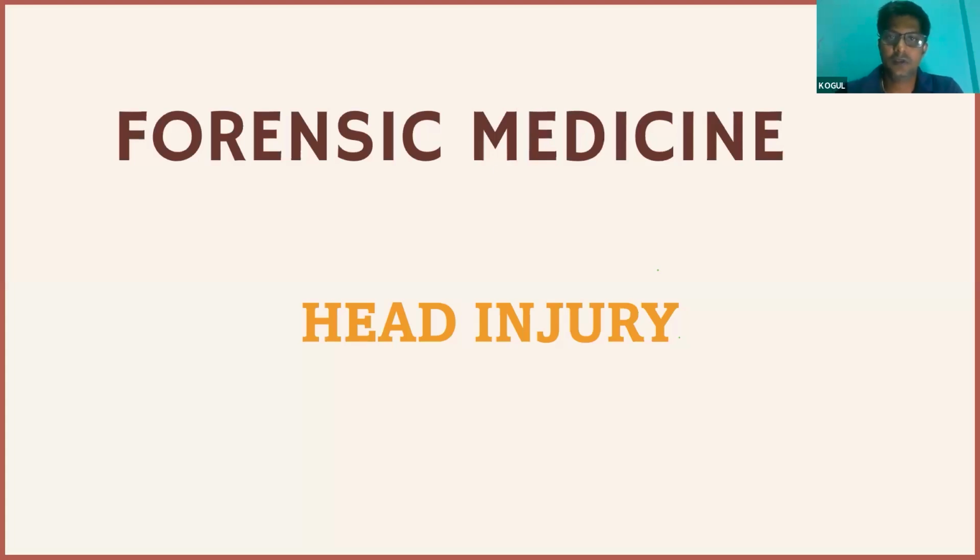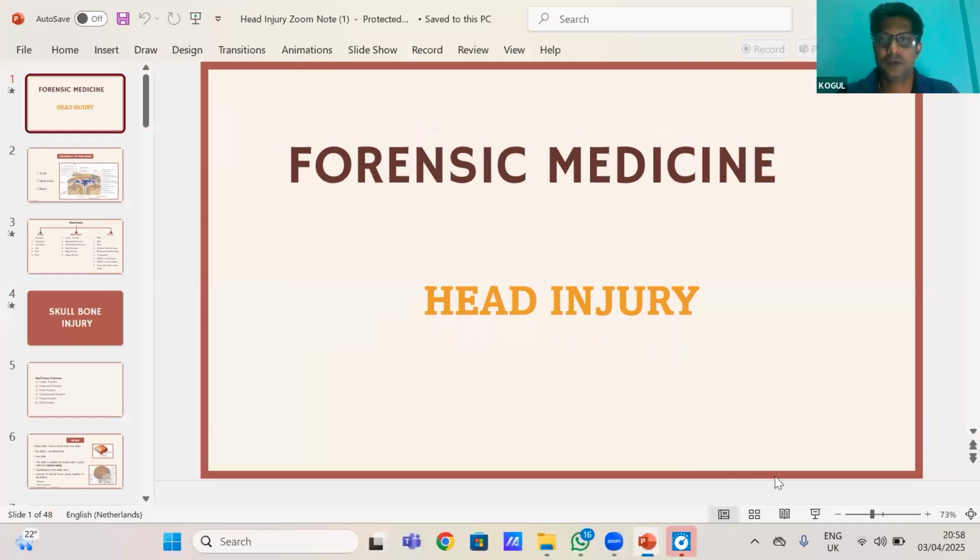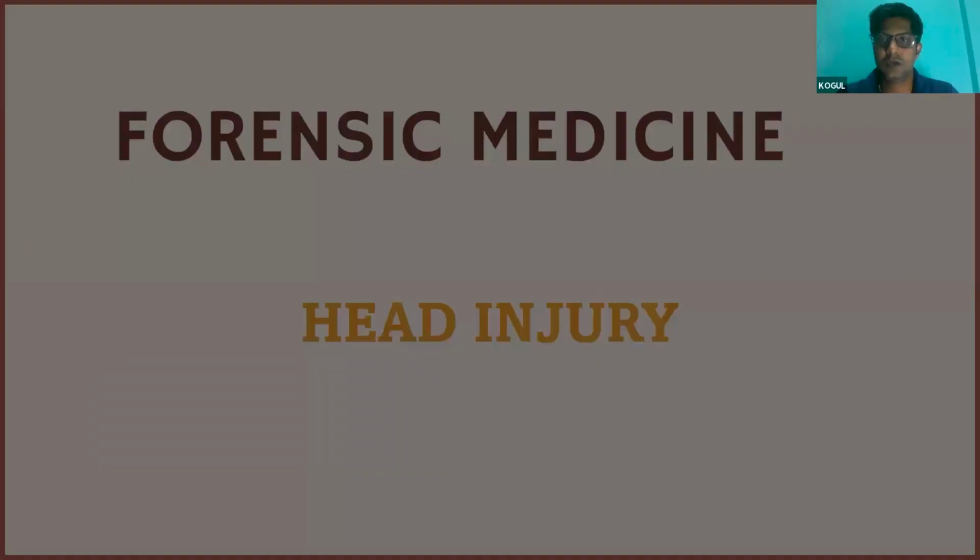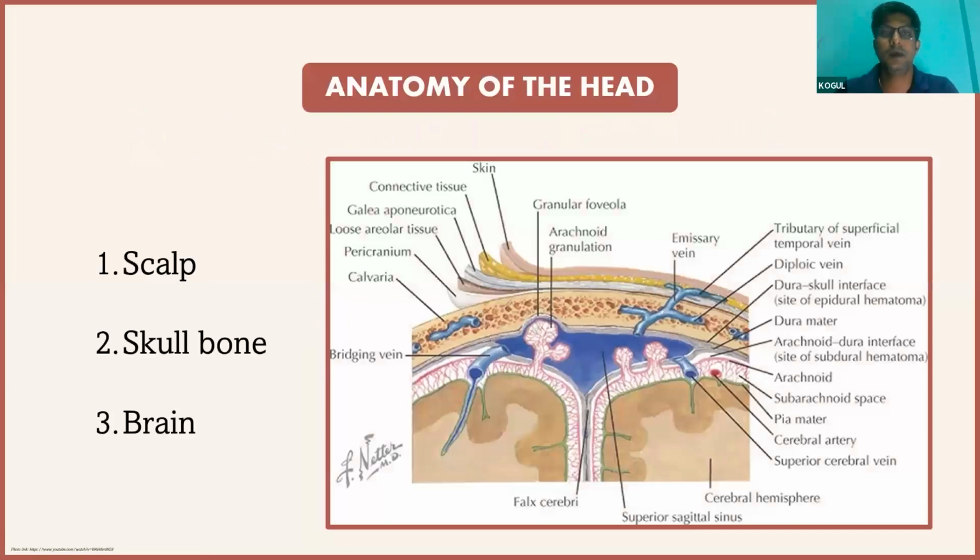When you take the head injury, without knowing the basic mechanism or anatomy, you can't understand how the head injury is caused. So first we will start with the anatomy. If you know the anatomy and the basic structures, then you can identify and answer the questions also. The anatomy of the head: there are three layers, scalp, skull bone, and brain.